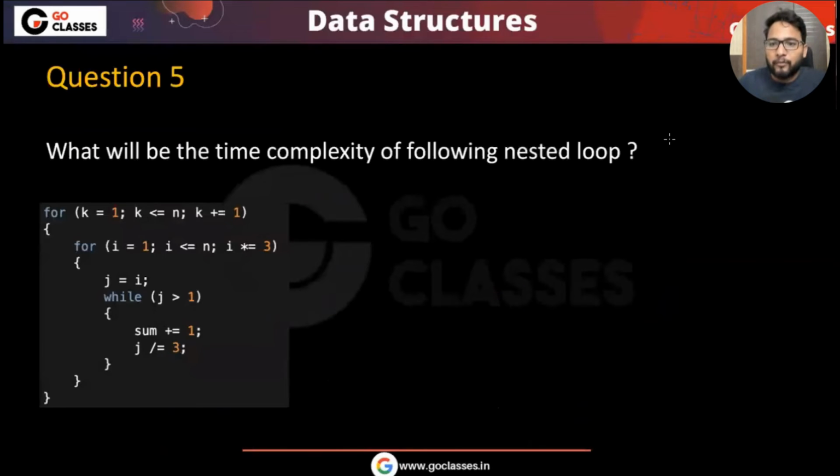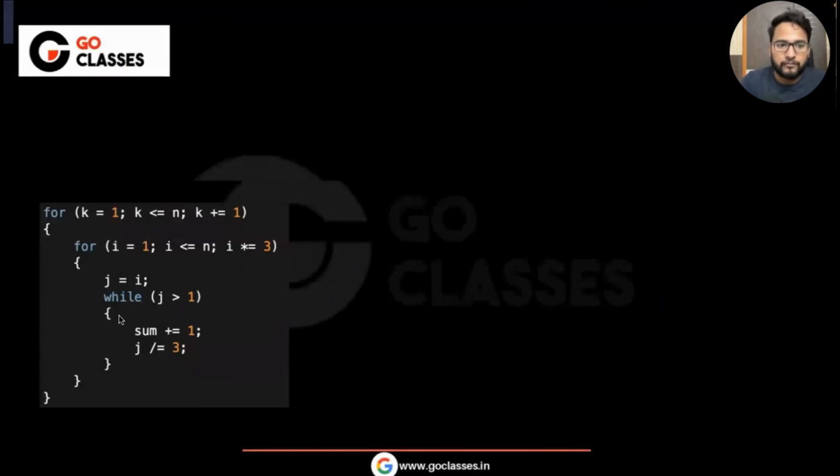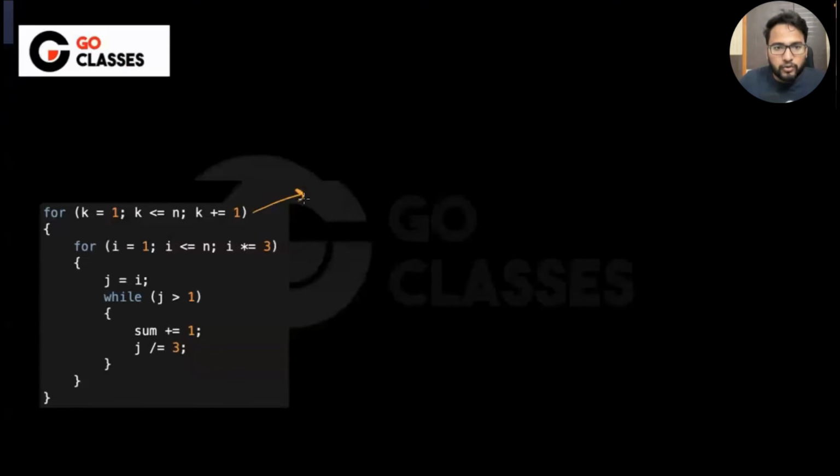Now, what will be the time complexity of the following nested loop? Let's just see this. What is your answer? Were you able to solve that question? So this is going to run n times.